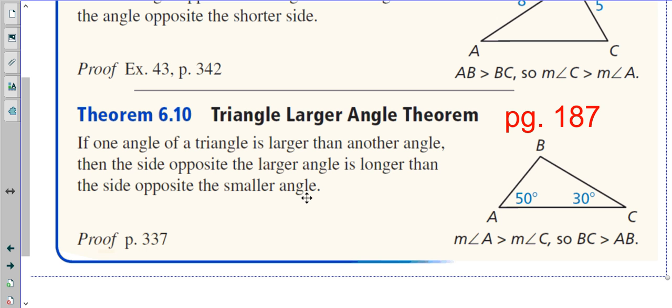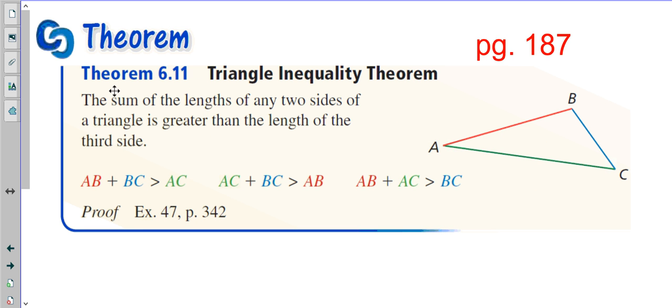Okay, and then we can do that also if we're given angles, we can determine things about sides. So if angle A is greater than angle C, so the side opposite that, BC, is going to be larger than side AB. Okay, our third theorem here is our triangle inequality theorem.